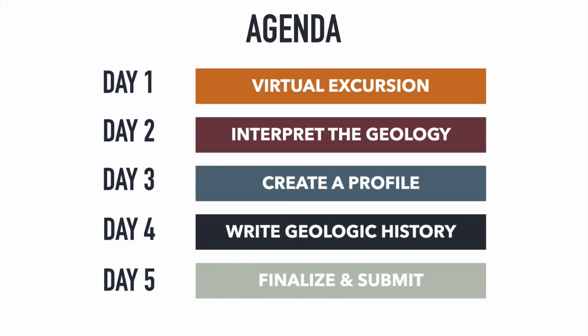For this project, you will first start by taking your virtual excursion. Once you have all your ground truth points, you're then going to interpret your geology of the area. Once you have a geologic map of the area, then you're going to work on creating your own topographic and geologic profile along the A prime to A line.